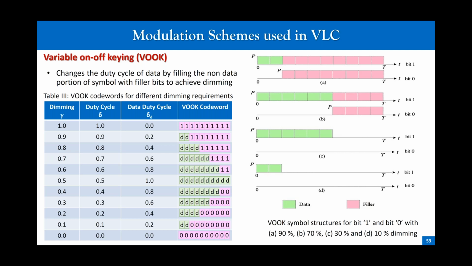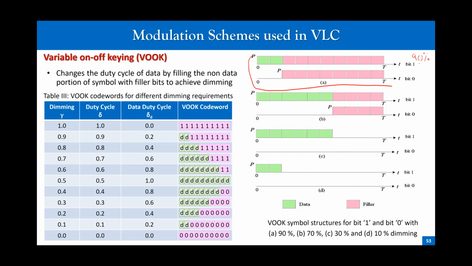So you can look at this picture. This picture we can look, okay, and here we want to have 90% dimming. 90% light source should be turned on. Okay, so what we want to do?